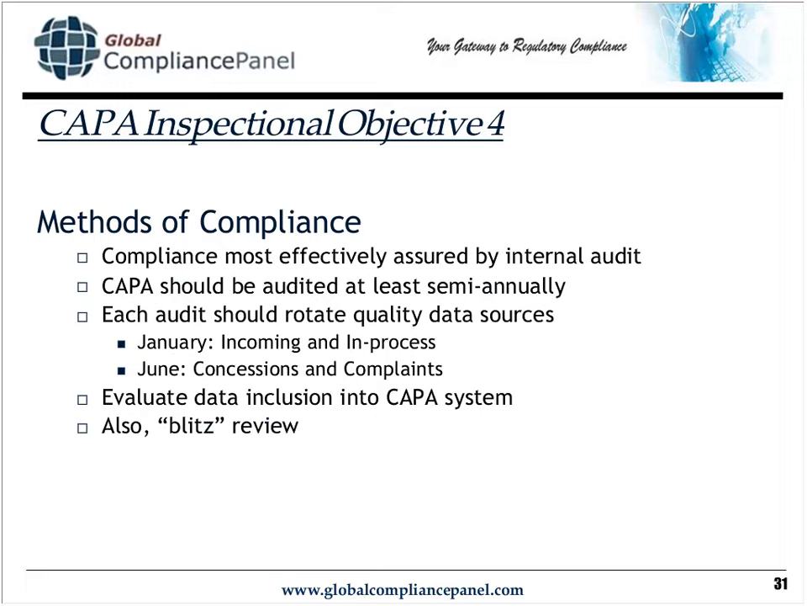And when you do it twice a year, you'll hit each quality data source once a year. So you'll still be sampling data, making sure you're sampling all the quality data sources. For example, January: incoming and in process. June: concessions and complaints, and service examples also. And as part of the internal audit, you look at the data that you're analyzing, and you make sure that it was fed into the CAPA system.